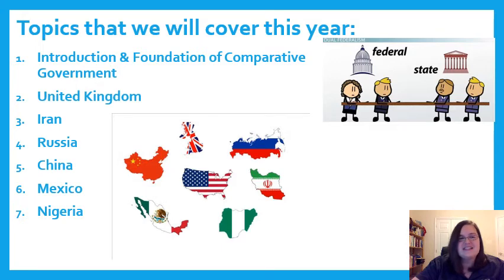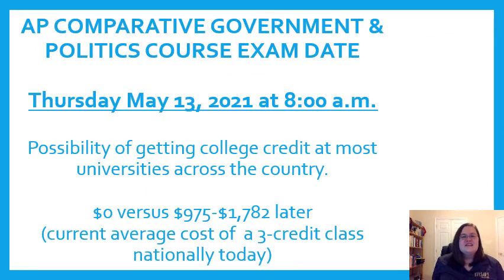All right, so the AP Comparative Government and Politics course exam date is Thursday, May 13th, 2021 at 8 a.m. This is still subject to change. Number one, it could change because there is a religious holiday on Thursday, May 13th that College Board forgot to consider. The second component is whether or not we'll be in person and able to take exams in person, and I'll talk more about that in a second.